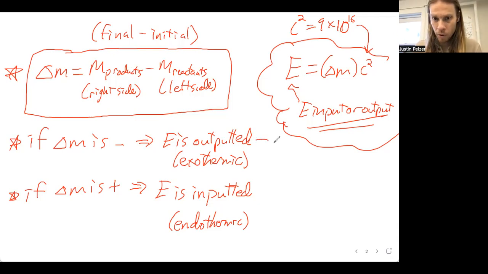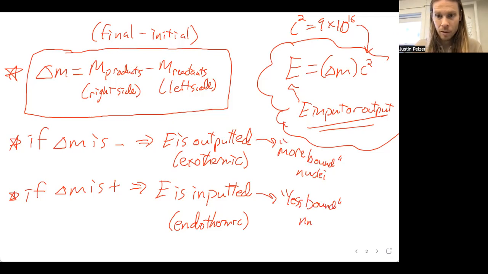So you can think of outputted as more bound nuclei, and energy inputted as less bound nuclei. And I'm drawing that process, the visual of that on the next page. I hope that makes sense. This is, in quotes, less bound nuclei.